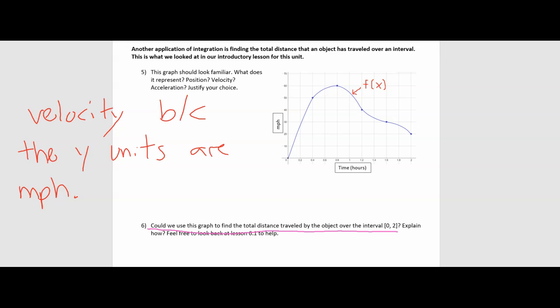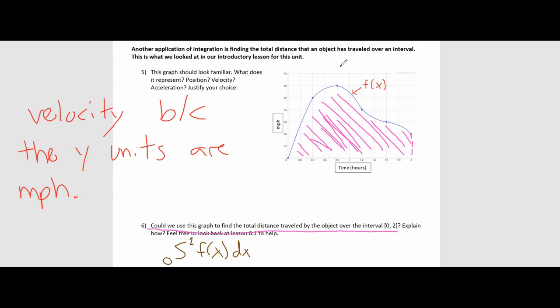So we know that the area under the curve of a velocity function, in this case we're going from 0 to 2, so it's just this entire area here. We know that represents the total distance as long as it's completely above the x-axis. So in this case it is, so we can just look at the area underneath the curve. So if we were to write an integral expression for this, we would have the integral from 0 to 2 of f of x dx. And again, we know that f of x represents the velocity here.